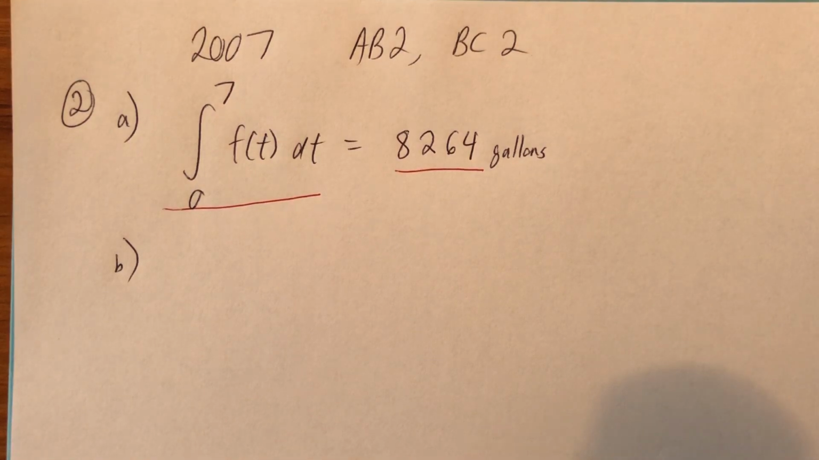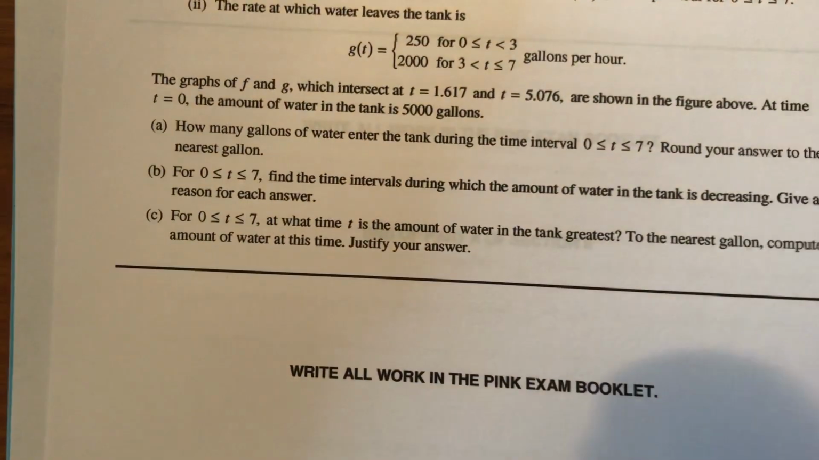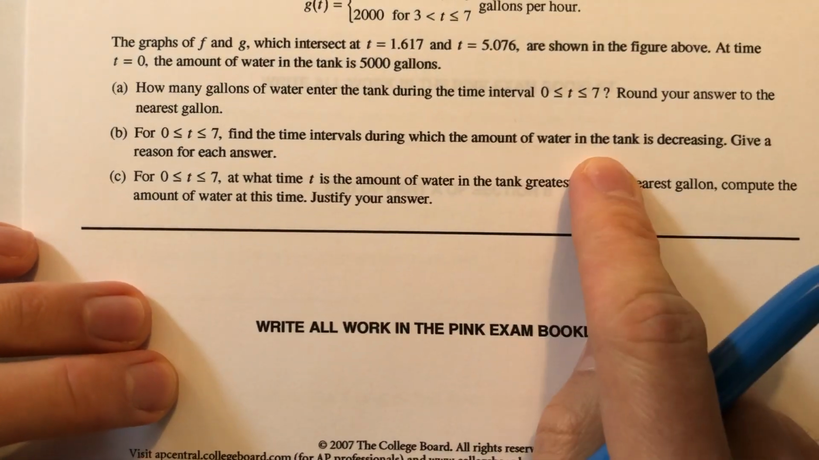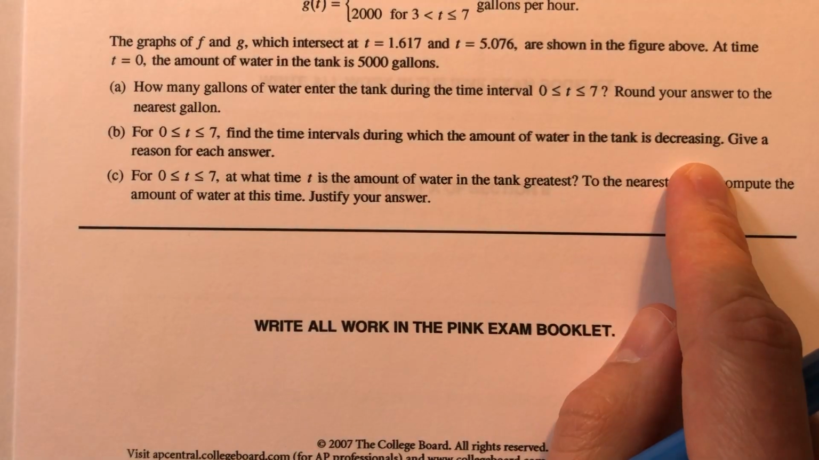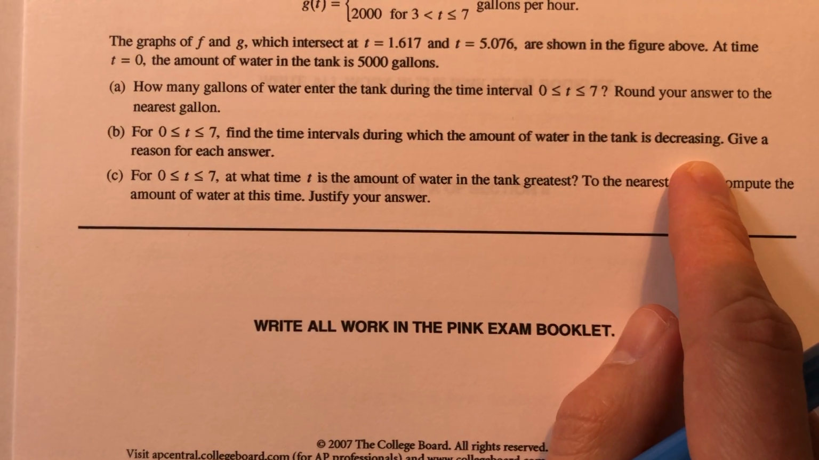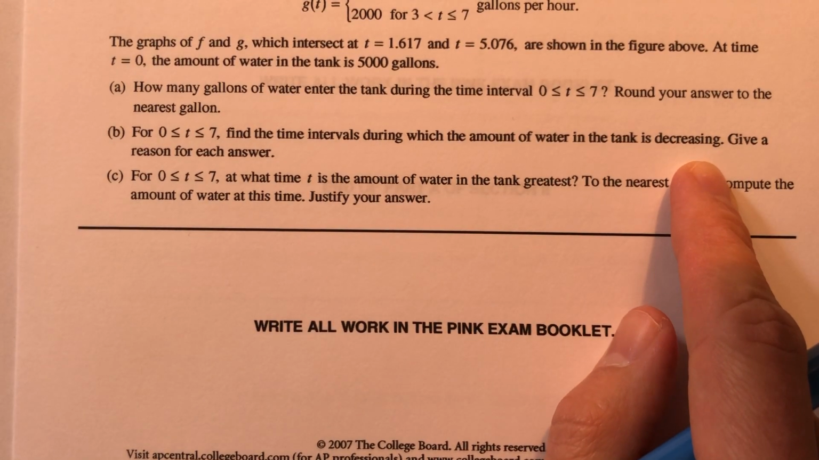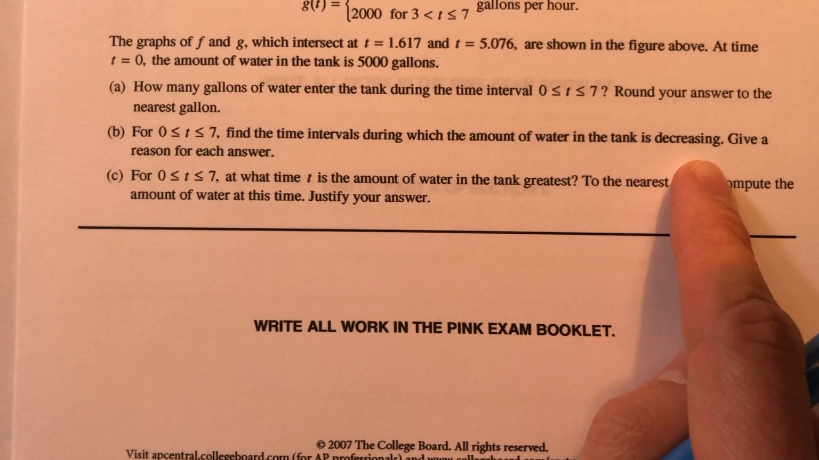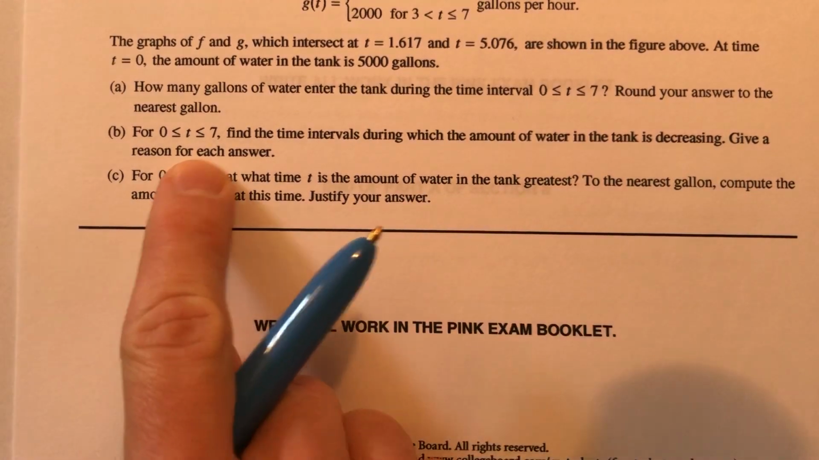But again, good habit. So, part B, from 0 to 7, find the time intervals during which the amount of water in the tank is decreasing. All right, pause, think for a second. When the water is decreasing, the derivative is negative. The rate of flow is negative. Give a reason for each answer.